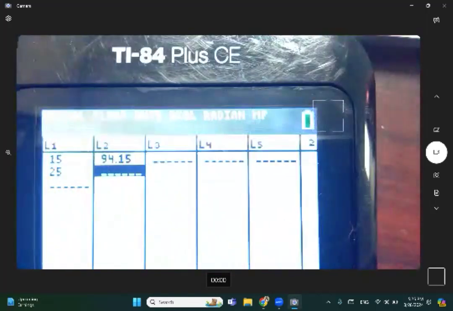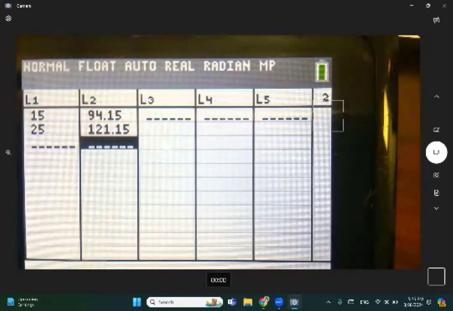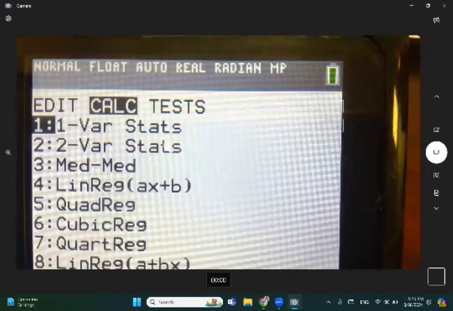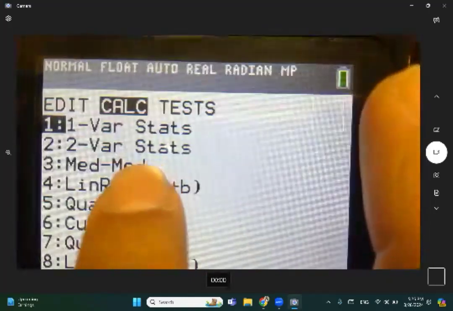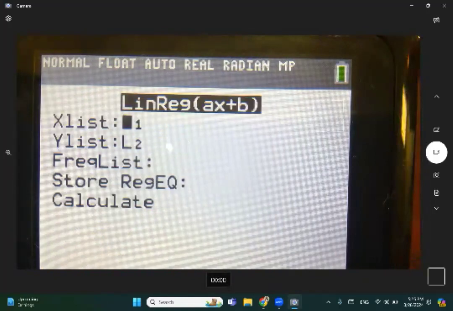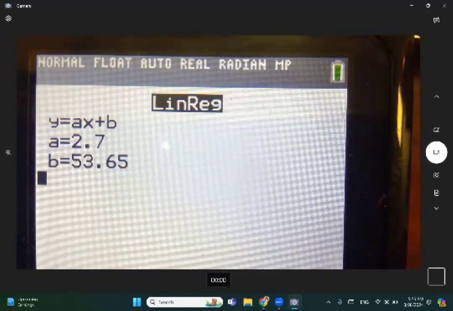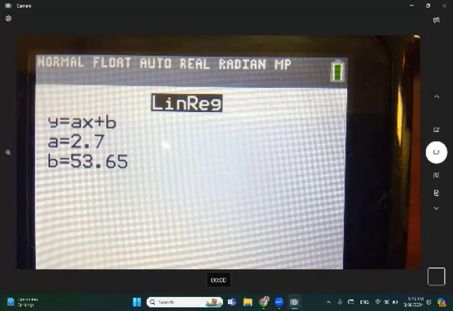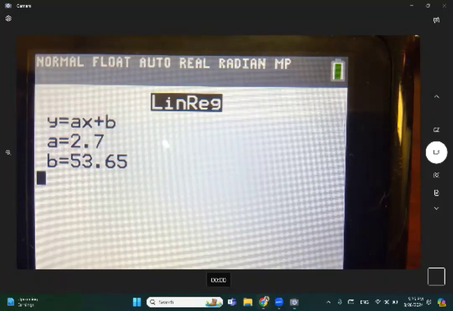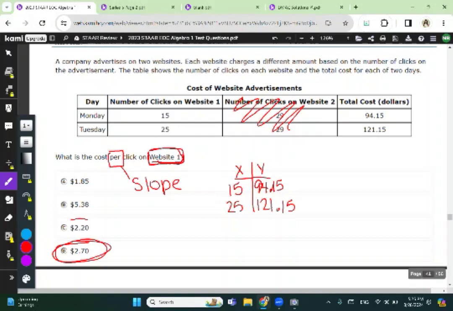Good old stat edit. Let me put the points in first. 1525. Okay. From there, you go back to stat, calculate. Now we did learn how to use 3 different options here, but slope is strictly associated with linear. So press number 4 and always press alpha trace. And your answer is, oh, it gives you 2.7, so $2.70 per, wrong one, per click.